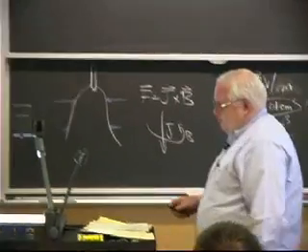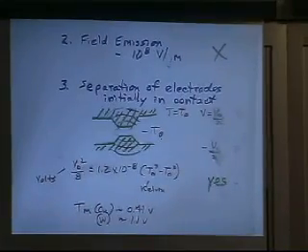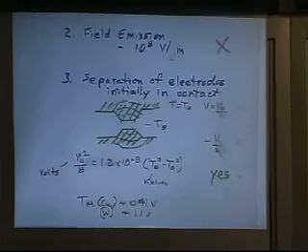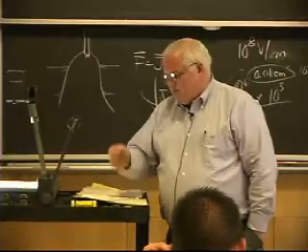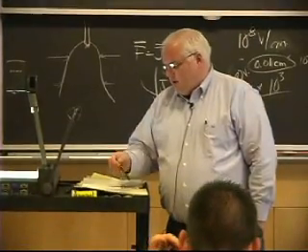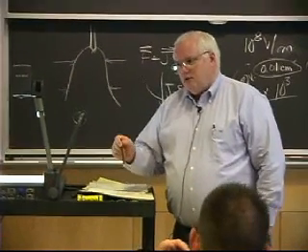So, separation of electrodes initially in contact. This is what usually happens when a manual welder is welding. They've got the welding electrode, and they come in, and you've got your hood and everything, and you just gently strike the surface and pull it away.